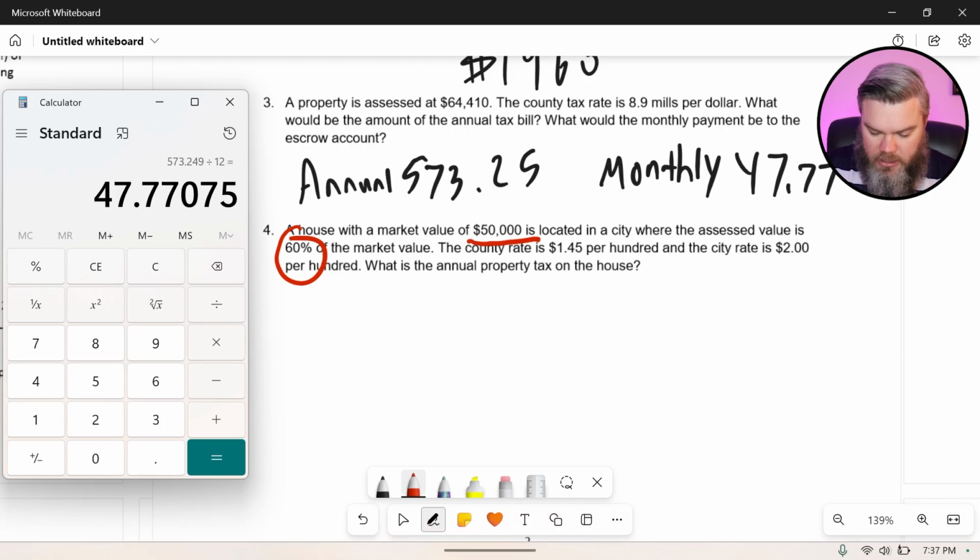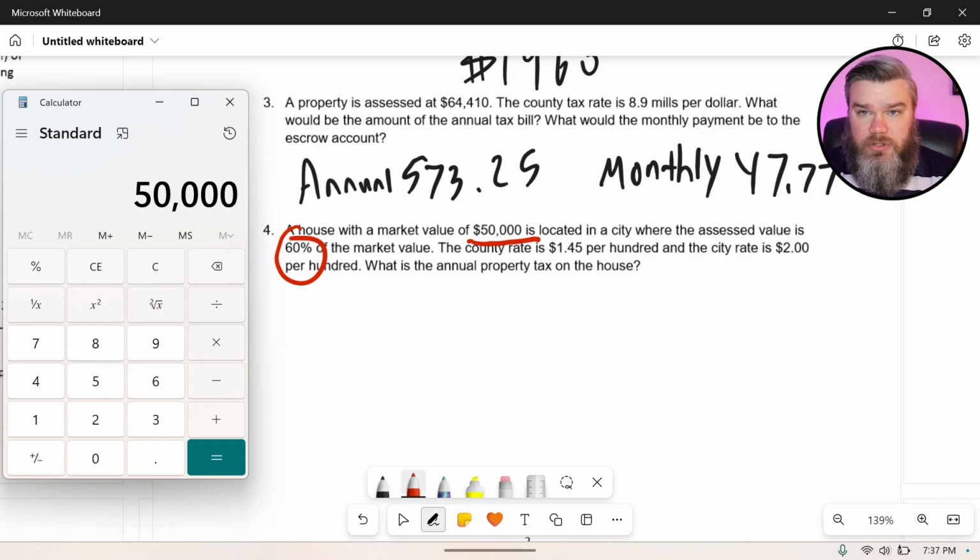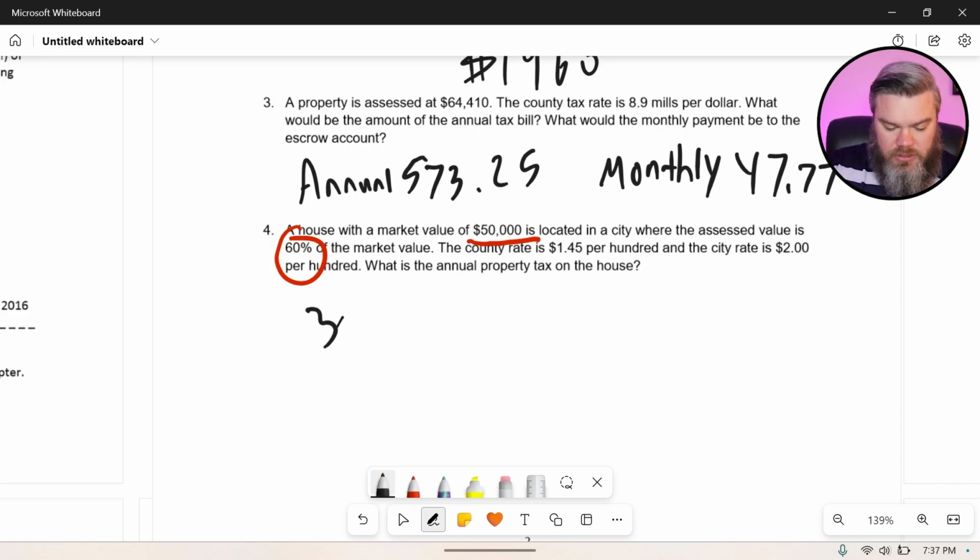And so if you take your calculator and you say, okay, well, the market value is $50,000, but we're only getting charged taxes on 60% of that. Remember, 60% is cents. So times 60 cents or 0.6 for the percentage. And so we're getting charged taxes on $30,000.